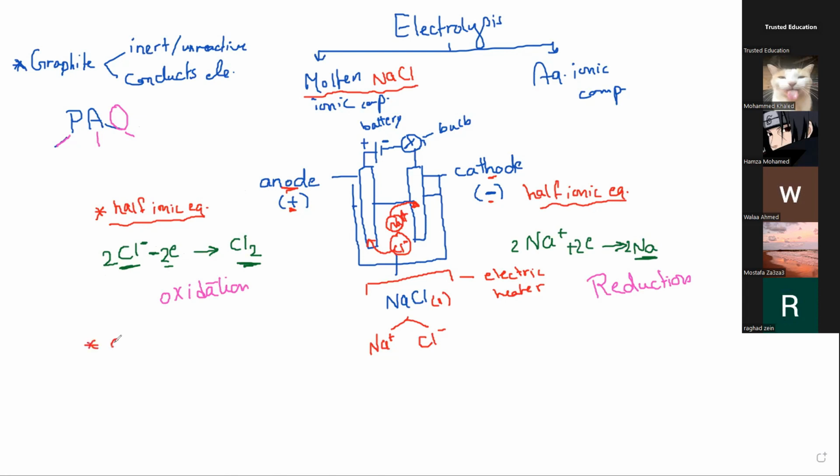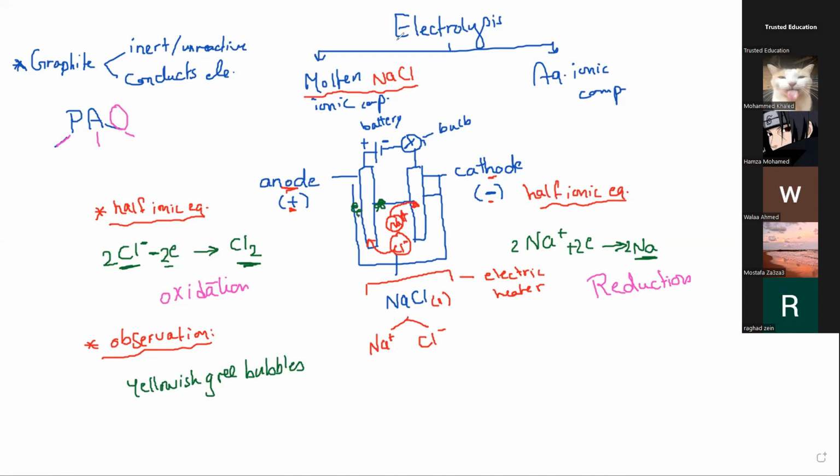Okay, what are the other points that they ask about? They ask about the observations. And whenever they say observation, this is something that you can see. It's not a result. It's different from a result. It's something that you can see. Since I have chlorine here, all halogens have colors. Chlorine has yellowish green bubbles. So at the anode, I'm going to see yellowish green bubbles. This is because of chlorine.